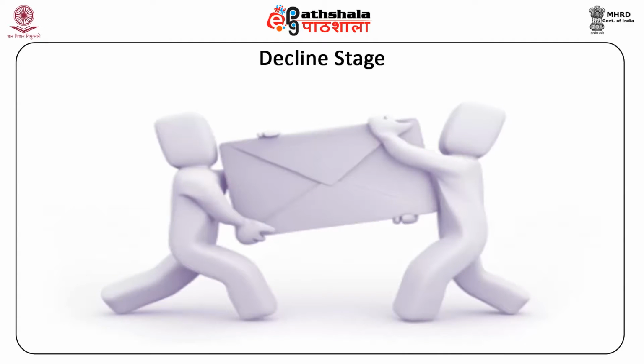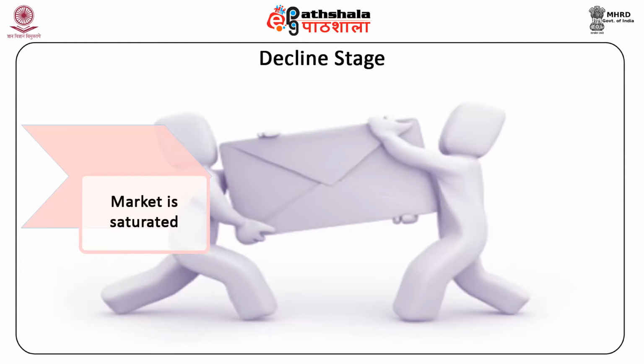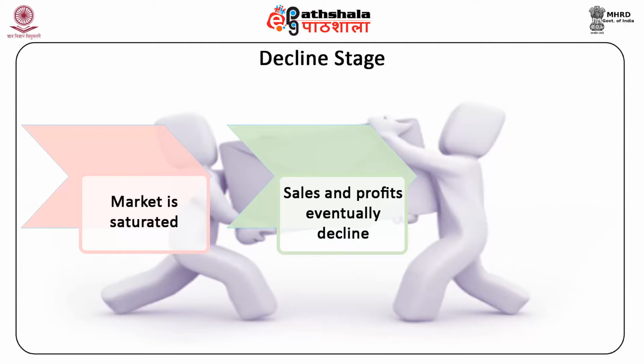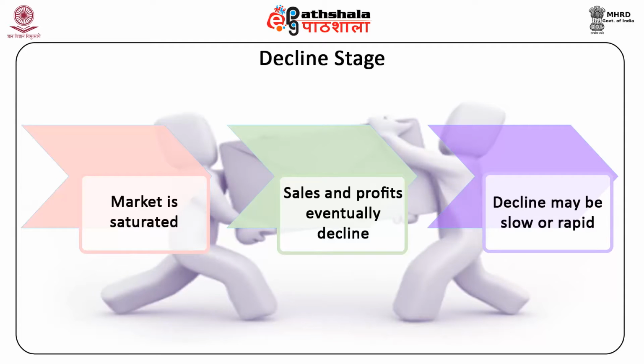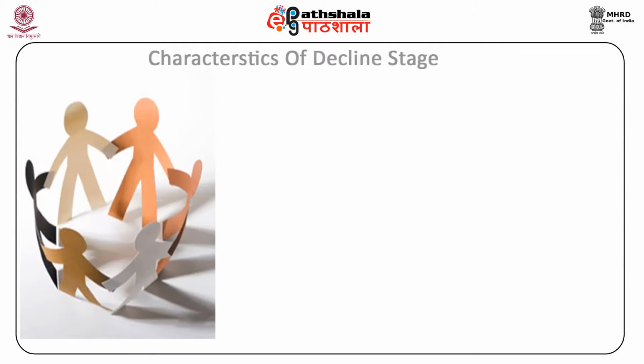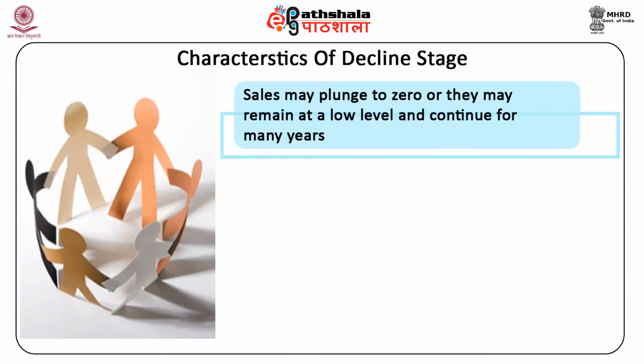The fourth stage is the decline stage. At this stage, the market is saturated. Sales and profits eventually decline. Decline may be slow or rapid. Characteristics of the decline stage. Sales may plunge to zero or they may remain at a low level and continue for many years.